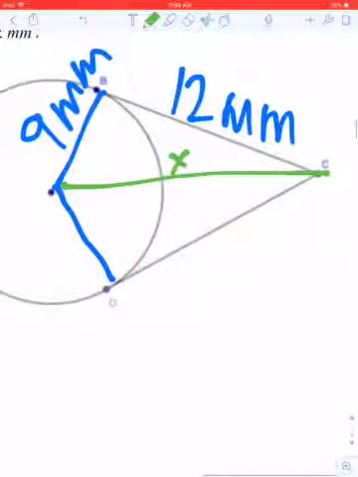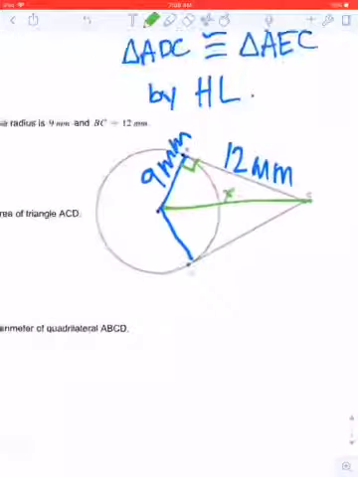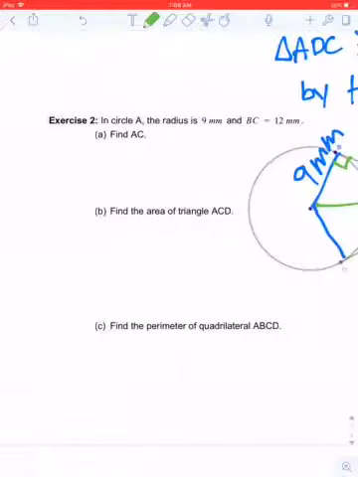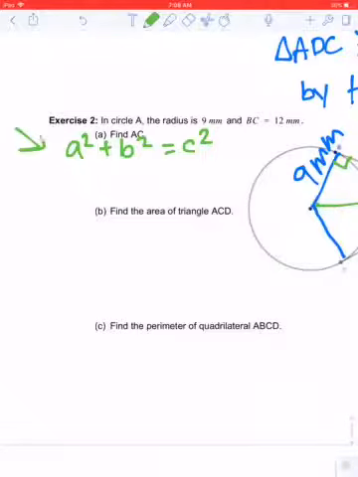Remember our properties of tangents. Tangents and radii make a right angle. So if I'm looking for a missing side with a right angle, remember I use the Pythagorean theorem. So I can come over here and say a squared plus b squared equals c squared. I want you to go ahead and finish this by yourself. I will check this on Monday. So go ahead and finish.